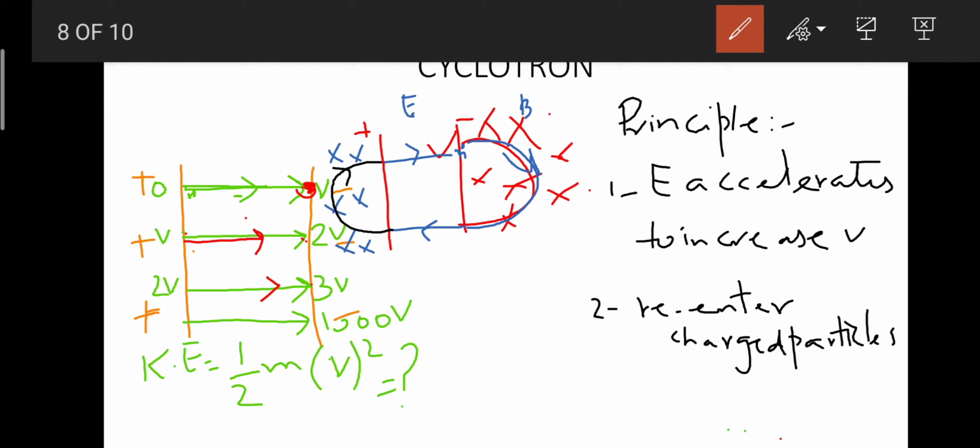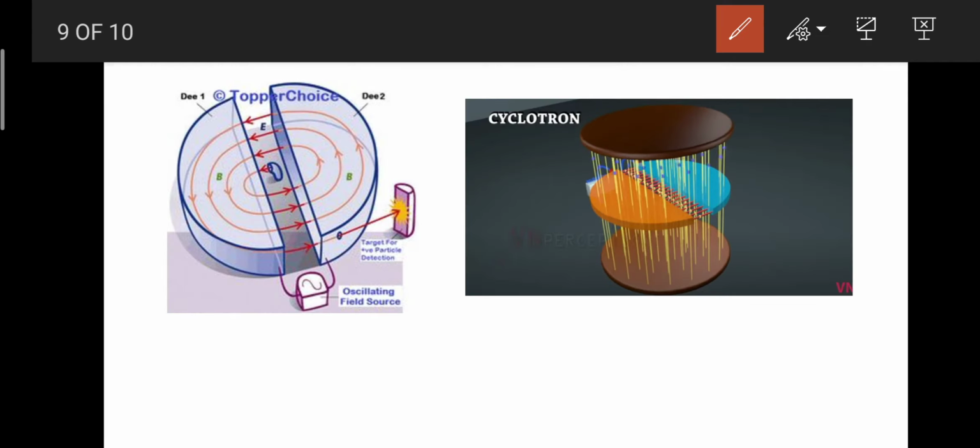Which is known as the cyclotron. Now the device itself, how can we draw it? To draw that device, I am going to show this. This is basically a visual representation of a cyclotron, not the actual figure.